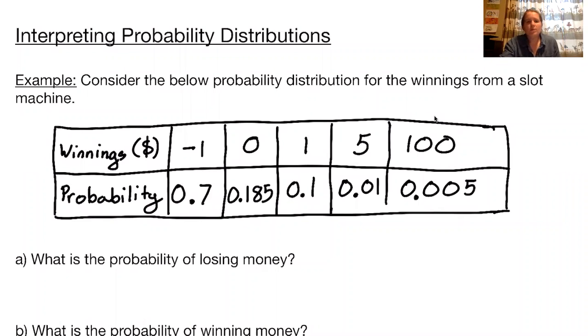Welcome to Interpreting Probability Distributions. This video will be fairly similar to the video on probability distributions. We'll just be practicing with another example.